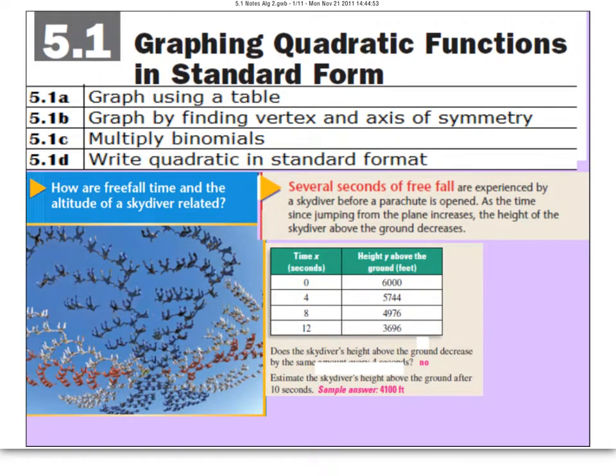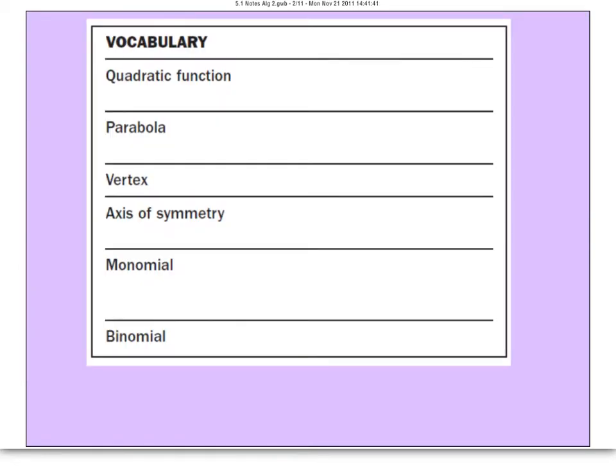5.1 Learning Objectives A and B, I'm going to show you how to graph a quadratic function using a table and then by finding the vertex and axis of symmetry. First, let's start with some vocabulary. We're going to define these first four terms.